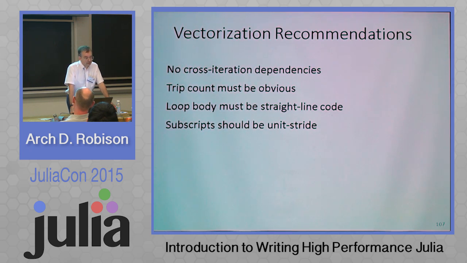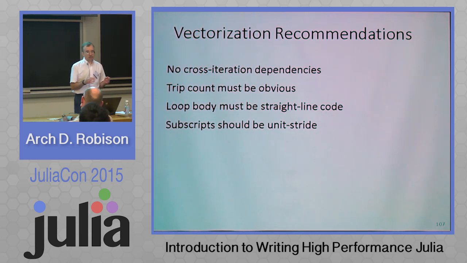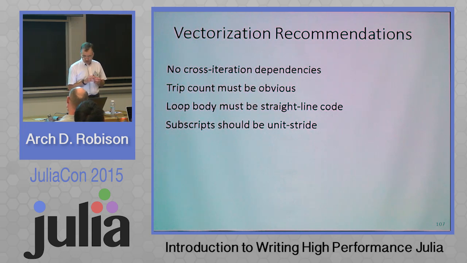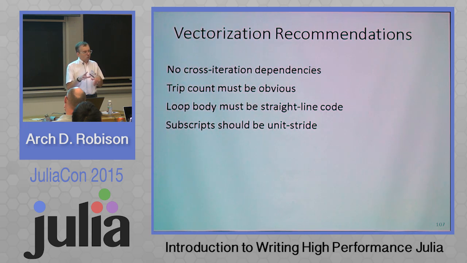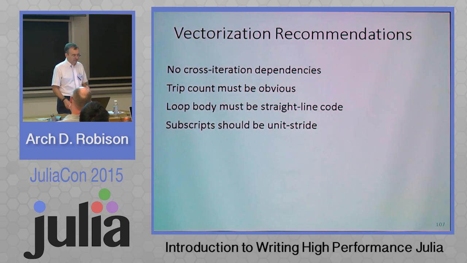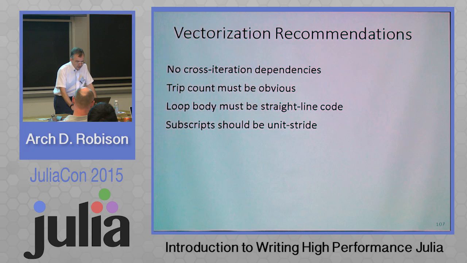allows much creativity. A limitation of LLVM's vectorizer is that the loop body must be straight line code, no branches. It can deal with real simple branches, like a brief little logical and, logical or, a small question mark colon. Sometimes it can remove it, but if it's very complicated, it'll give up. And the subscript should be a unit stride.